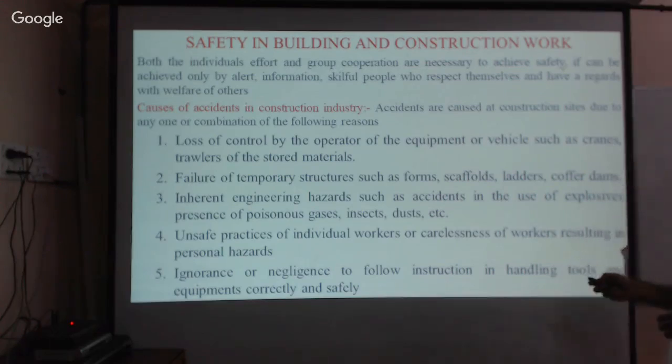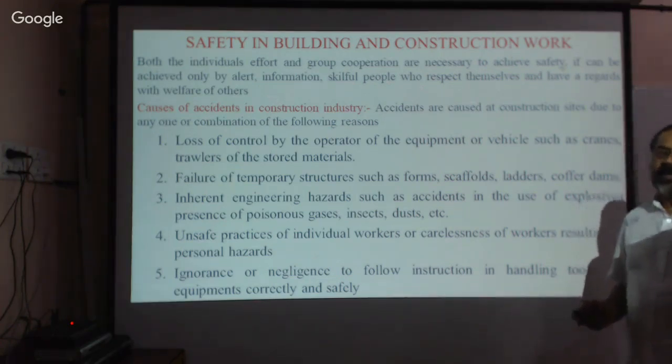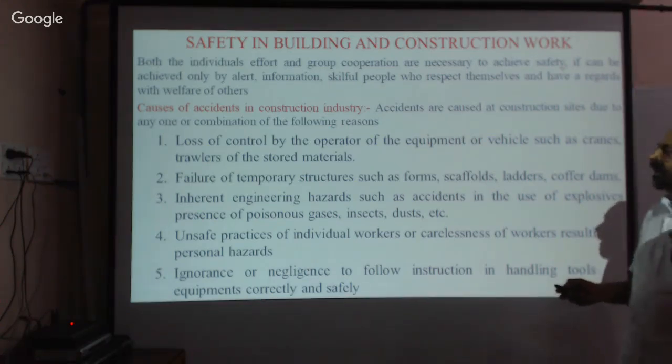So, you can look at this. See, safety in building and construction work, isn't it? Safety in building is one part, and safety in construction work is another. Both the individual's effort and group cooperation are necessary to achieve safety. It can be achieved only by alert, informed, skillful people who respect themselves and have regard for the welfare of others. That is the meaning of this. Now let us have thorough information about the construction activity, the construction tools, and thorough inspection.